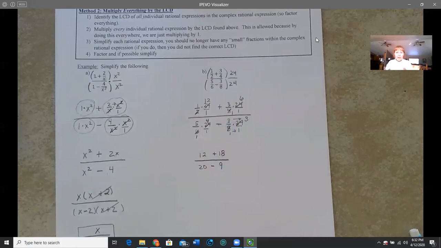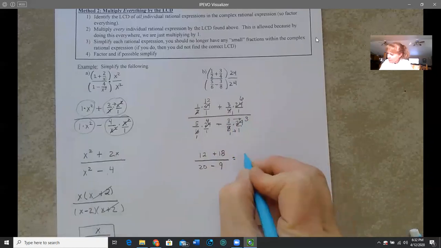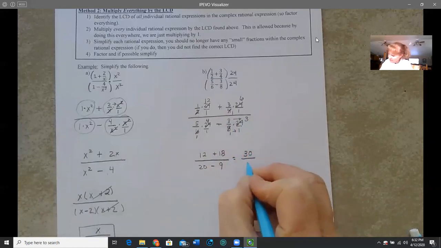Now we're going to finish. Now we'll simplify. So now that we have gotten rid of our little fractions within the larger overall fraction, we can simplify this. This would be 30 over 11.